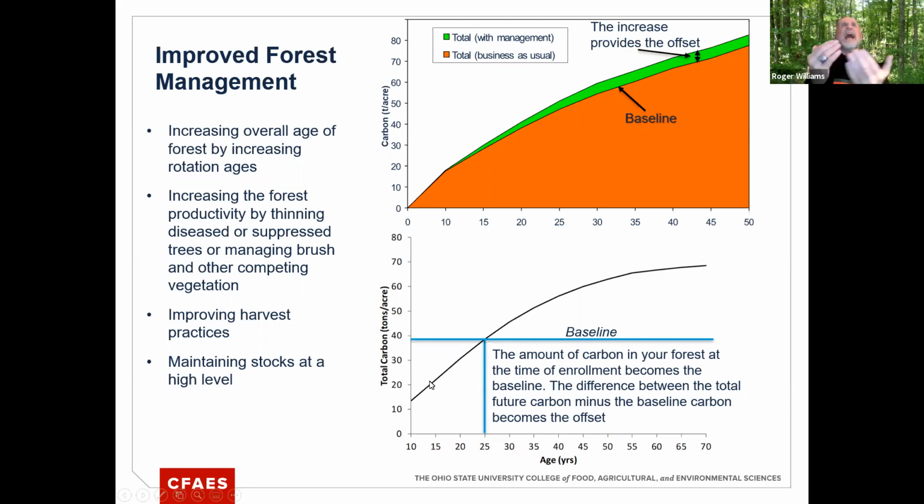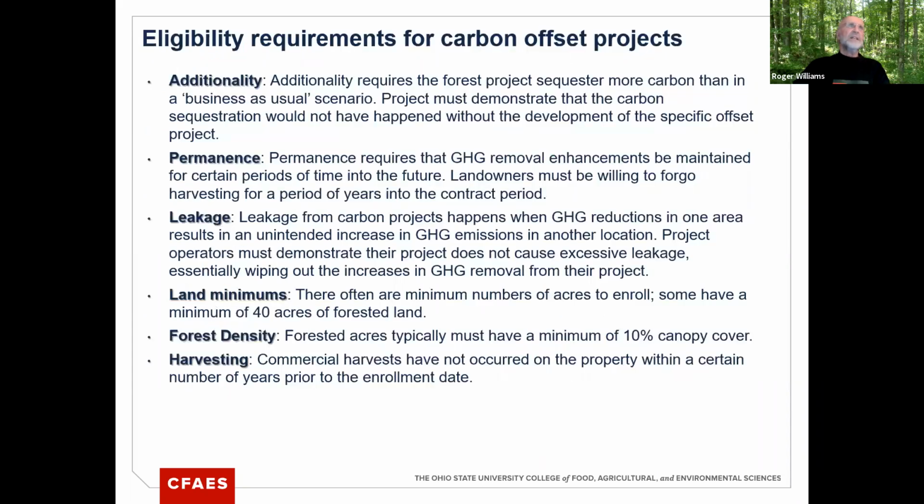So how this is done specifically is going to vary from registry to registry, et cetera. But those are some of the general things that we are looking at in terms of improved forest management, okay? Now, when we're looking at some of the common things that we see, right? There's certainly going to be eligibility requirements to develop a forest carbon offset project on your land. And so what I have listed here are some commonalities among the different carbon registries.